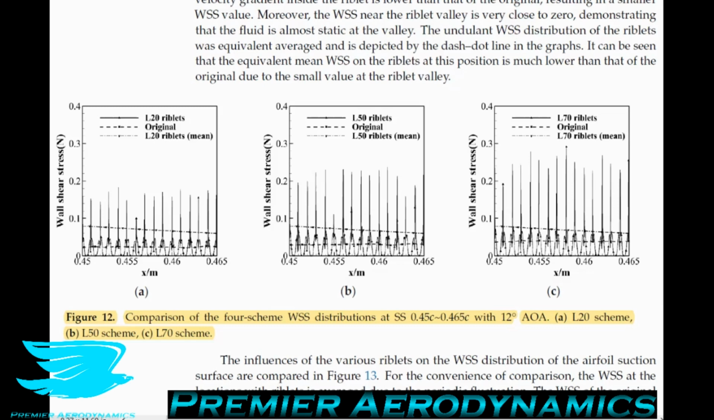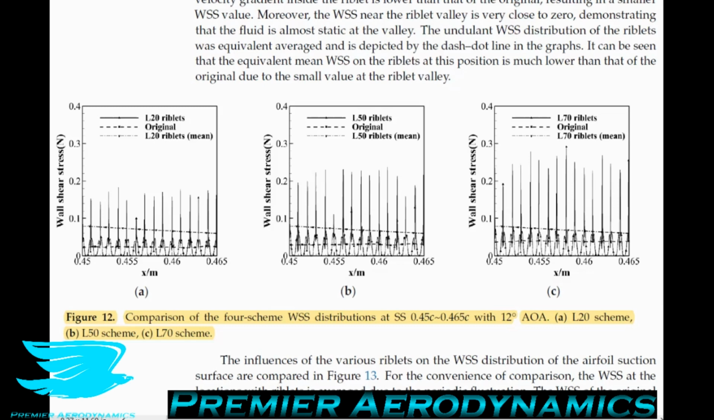The undulating wall shear stress distribution of the riblets was equivalently averaged and is depicted by a dash-dot line in the graphs. So in other words, they're just averaging over the entire airfoil to see how this corresponds to the original airfoil. It can be seen that the equivalent mean wall shear stress on the riblets at this position is much lower than that of the original airfoil.